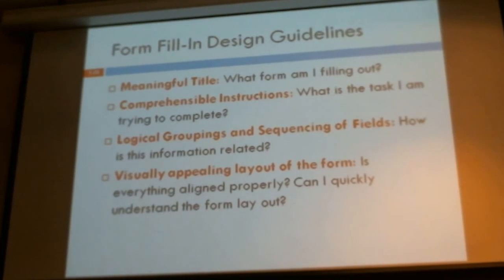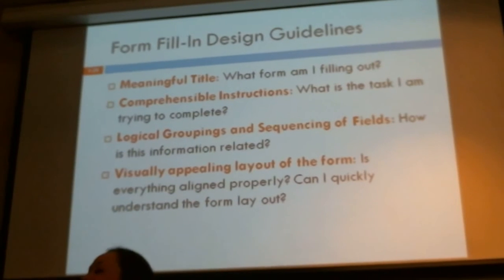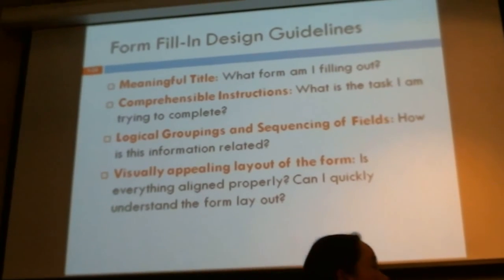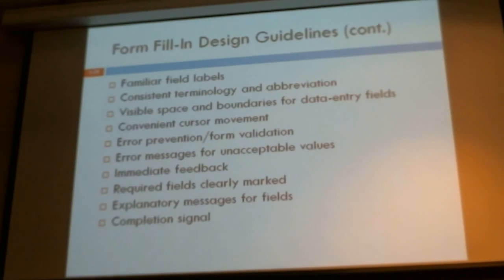So title is important for, okay, what's the information that I'm filling out? We want to have comprehensible instructions, like what's the purpose of this? Because how we fill something out for one purpose is going to be drastically different than how we would fill it out for another, okay? Sometimes I'm white, sometimes I'm half Chinese and half white. It depends on the context of where I'm submitting, okay? Logical groupings and sequence of fields, visually appealing layout of the form. We don't like having to go all over the place, we want it to flow, okay?